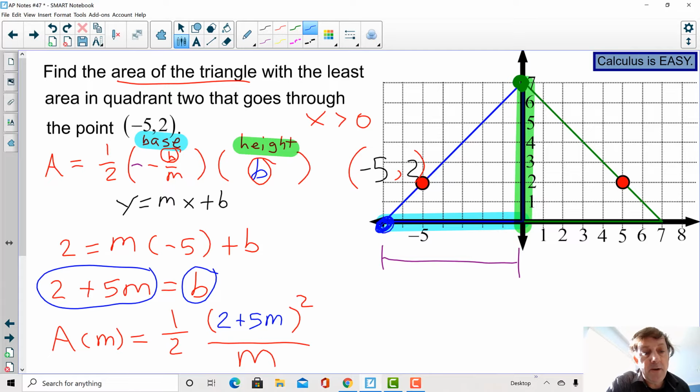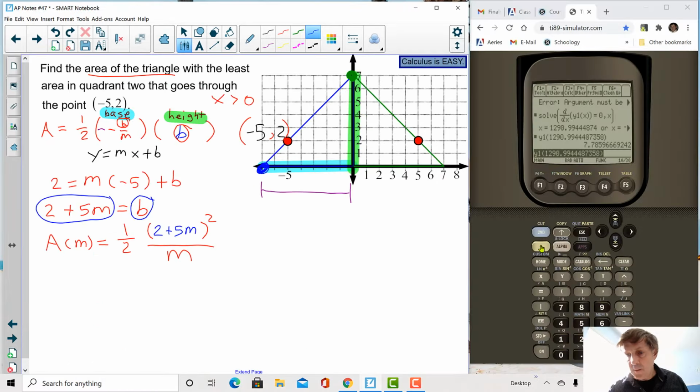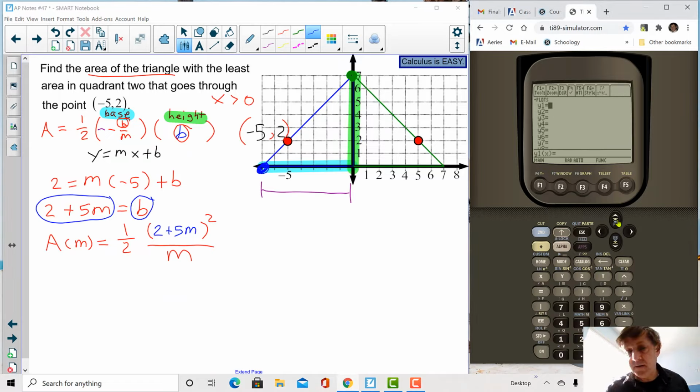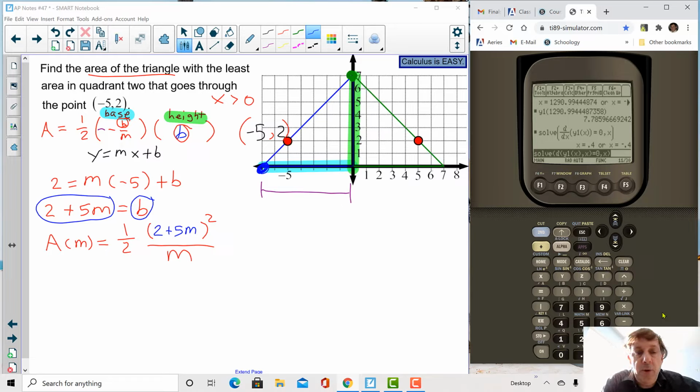Now we have the formula that we want to minimize, so we can plug it into our graphing calculator. We're going to plug it into y1. But remember, these are supposed to be functions of x. So instead of using the letter m, we're going to have to use the letter x. Then we'll go to the home screen and we'll solve where the derivative is 0. Okay, it's giving us two answers, 0.4 and -0.4.